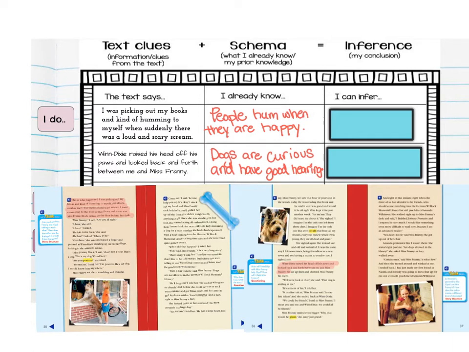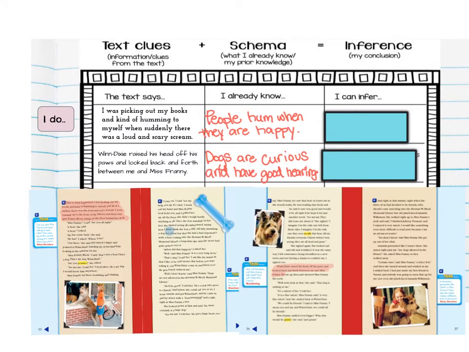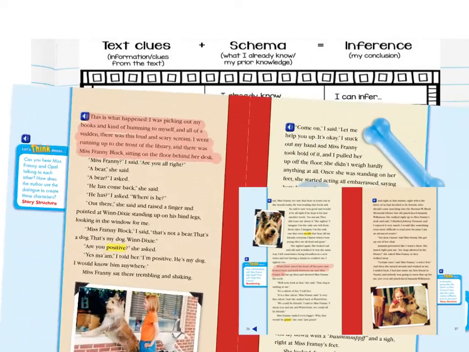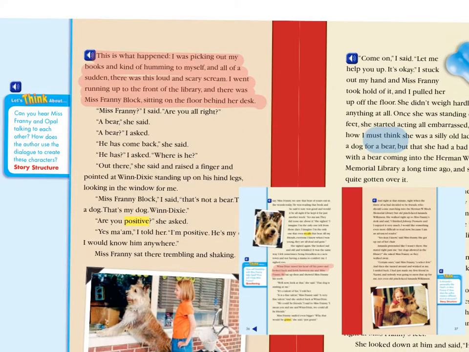So the text says, "First, I was picking out my books and kind of humming to myself when suddenly there was a loud and scary scream." And I'm going to zoom in on that excerpt, or part of the text, so that you can see where that came from. So you'll notice I've highlighted that in red.